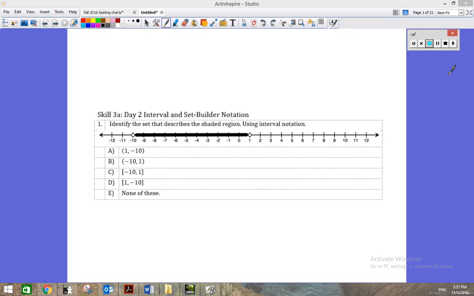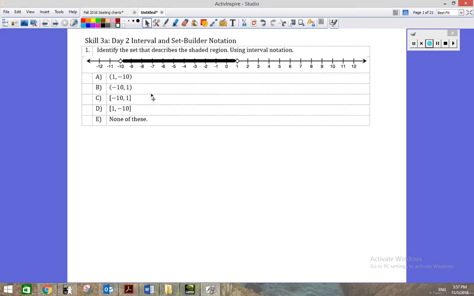Let's take a look at this interval and set builder notation that we're doing on day 2. In the beginning here it's multiple choice just like the previous one was, but then later you have to produce your own answers. So here we see that we're given the graph of a number line. We're interested in the real numbers that are between -10 and +1, excluding those endpoints.